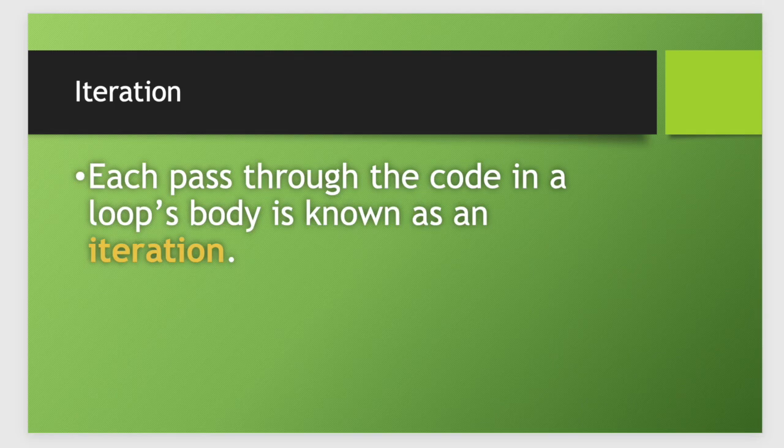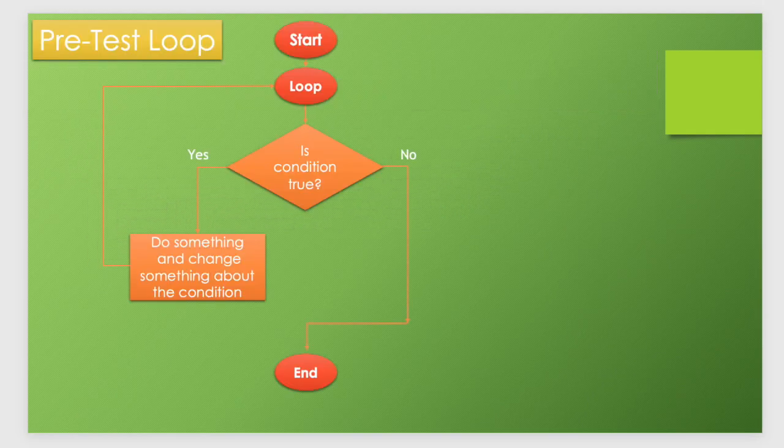Let's look at some flowcharts related to loops. This is an example of a pretest loop. A pretest loop is a loop in which the test condition is tested before the loop's body. So in this case, we ask the condition. If it is yes, we do some code, and then we change something about the condition and start over in our loop. The test condition is executed again. If the condition is true, we do something, change something about the condition, and keep doing that loop until the condition is false. Once the condition is false, it exits the loop.